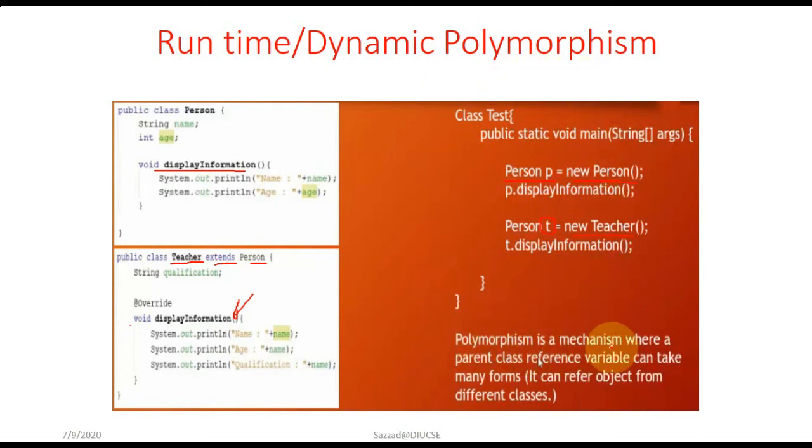So polymorphism is a mechanism where a parent class reference variable can take many forms. It can refer to objects from different classes. So the parent class reference variable is now taking many forms. So that is runtime polymorphism.